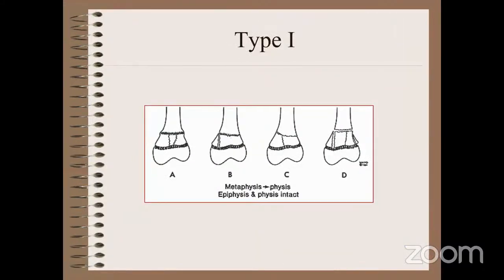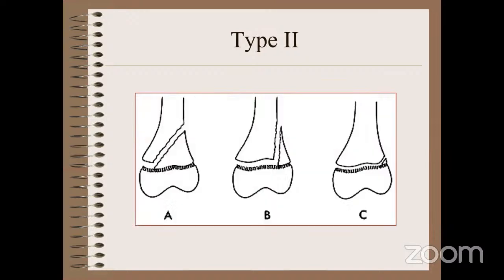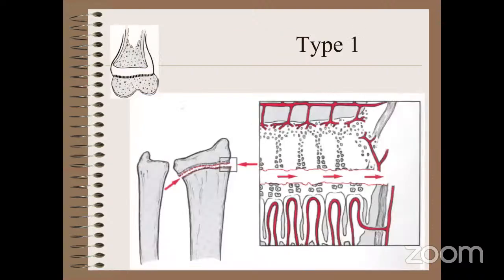And in the type 1 of Peterson, he gave the types of comminution of the metaphysis. Okay, single fragment, multiple fragment, etc., A, B, C, D. And in the type 2, again, he gave subtypes A, B, C, depending on how big the metaphyseal fragment is. Okay, a very large, a small, or a very small. Okay, because that affects stability and type of fixation.